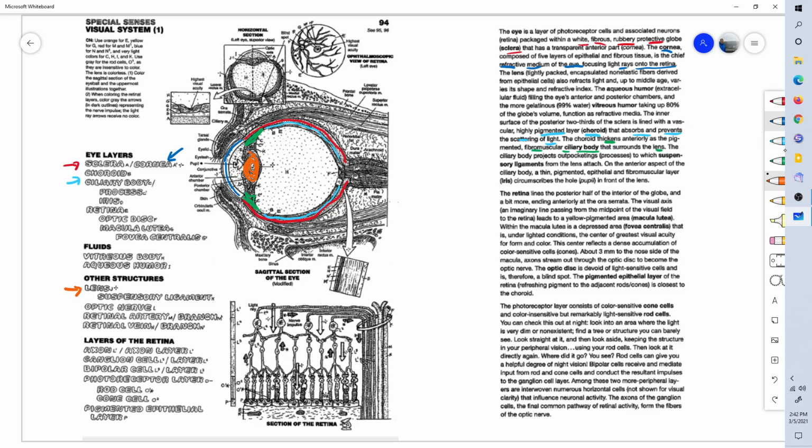The choroid, I should identify it here, is continuous with the ciliary body, and which are continuous with the suspensory ligaments of the lens. Now the lens can change shape. It can become flatter, or it can become rounder.